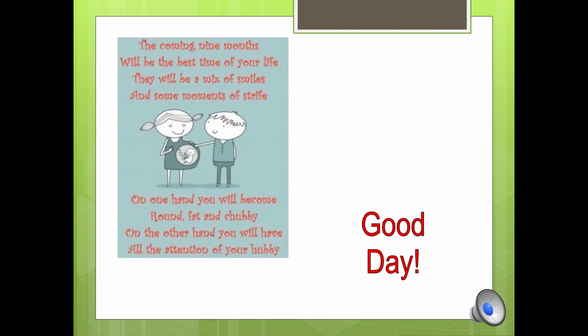So for my last slide, I came across this illustration and it made me smile because this is what I usually tell my patients also. It says here that the coming 9 months will be the best time of your life. They will be a mix of smiles and some moments of strife. On one hand, you will become round, fat, and chubby. On the other hand, you will have all the attention of your hobby. So with that, I end my lecture and good day.